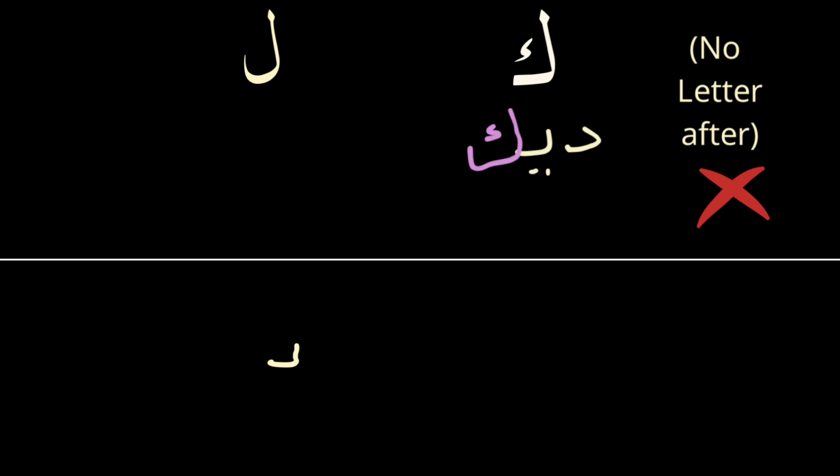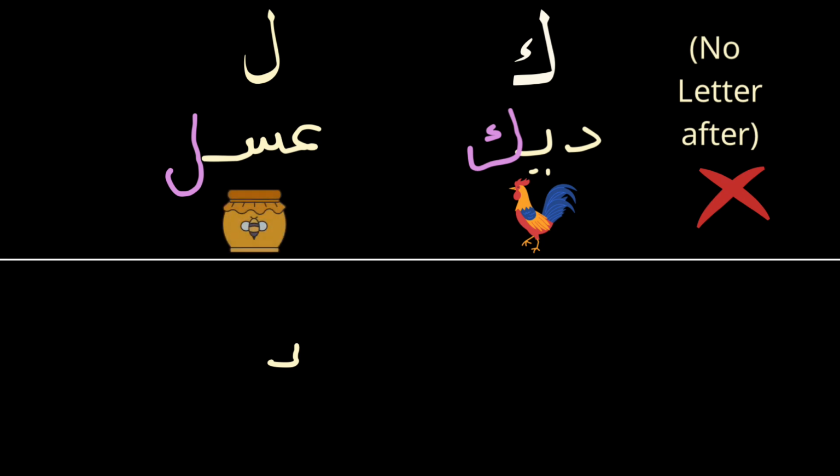So in Dik, we ended with kaf and there's nothing after it. That's why it stayed in the same shape. Same here in Asal, as lam stayed in the same shape without any changes.